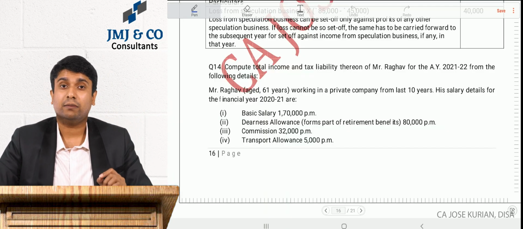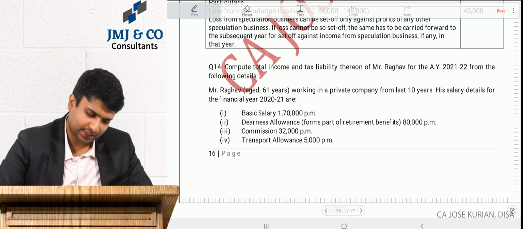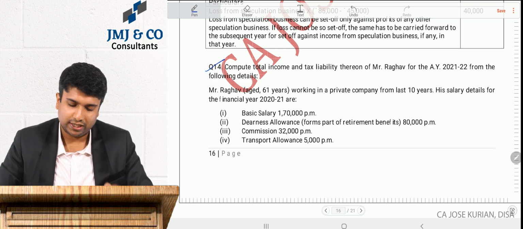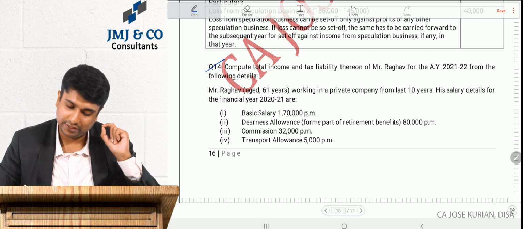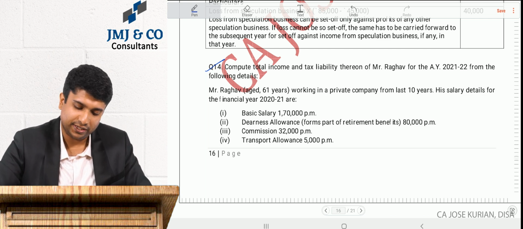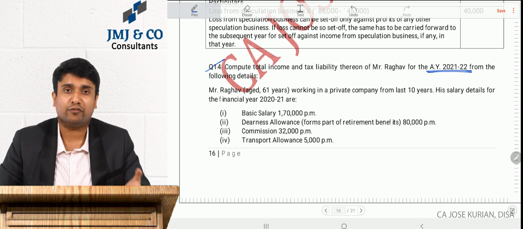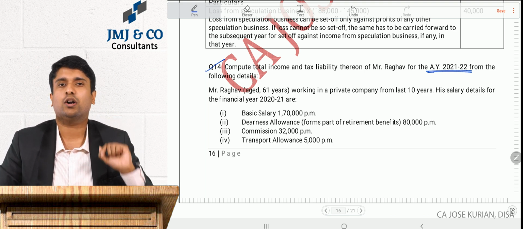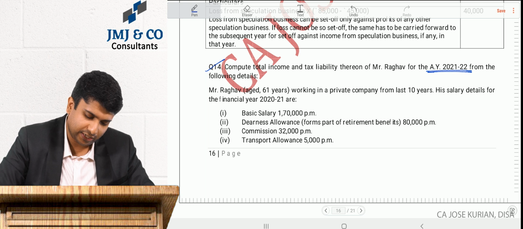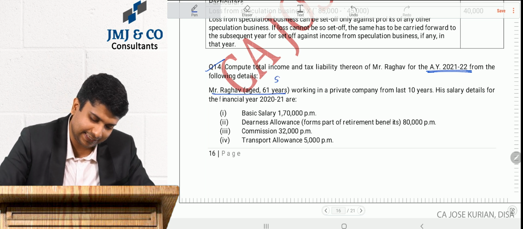So next is question number 14. Alright, so question number 14 says: compute the total income and tax liability thereon of Mr. Raghav for assessment year 21-22 from the following details. So by making use of the following details, you are supposed to compute the total income. So Mr. Raghav, aged 61 years, so he is a senior citizen.